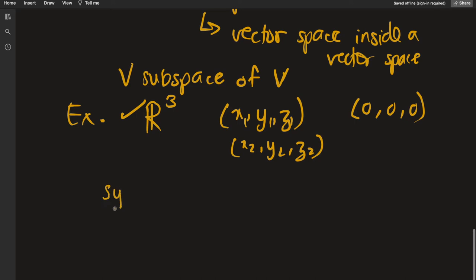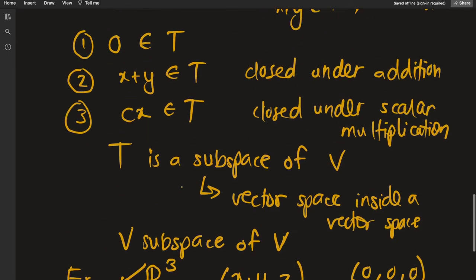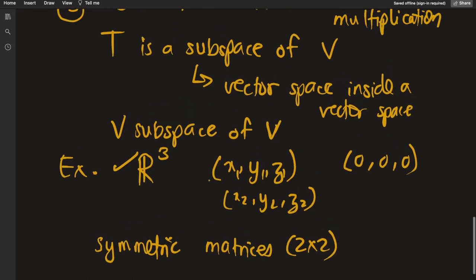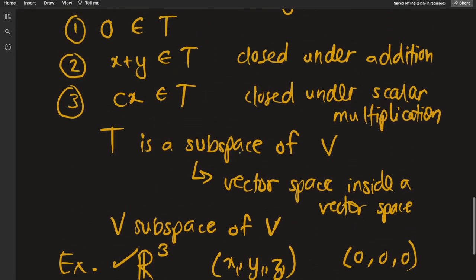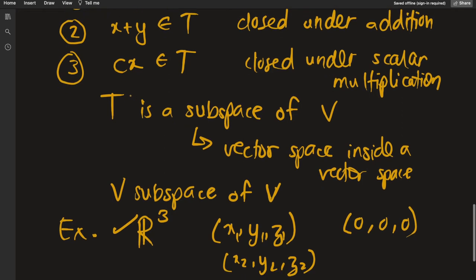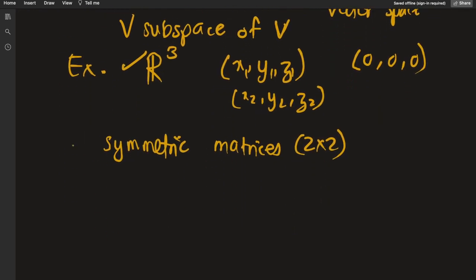Second one is symmetric matrices of order 2 by 2. Well, zero can be considered a symmetric matrix. The null matrix is a symmetric matrix. Summing two symmetric matrices will also be a symmetric matrix. Scaling them will also be symmetric. So, indeed.